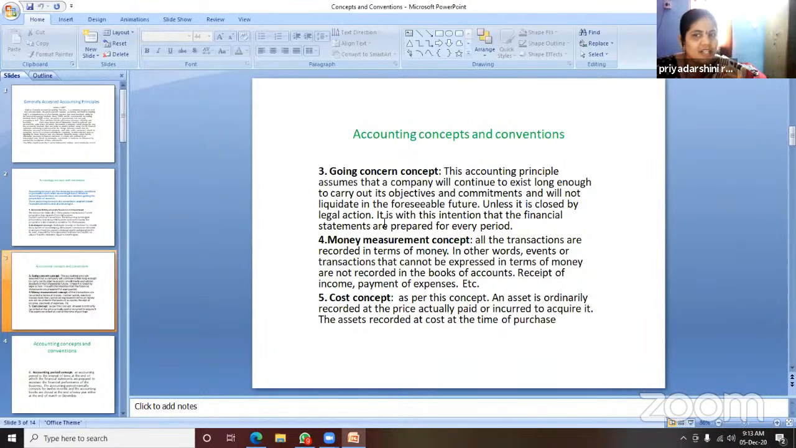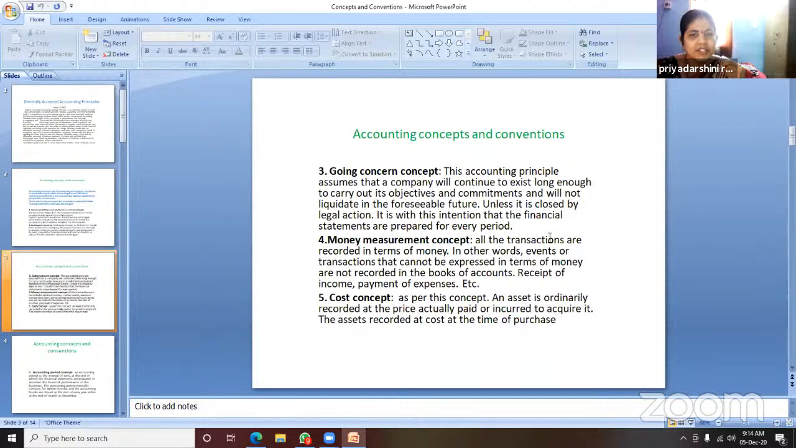It is with this intention that the financial statements are prepared for every period. So they show the financial status of the business every period. So with the concept of going concern, the business will have a continuous lifetime. Coming to the money measurement concept.